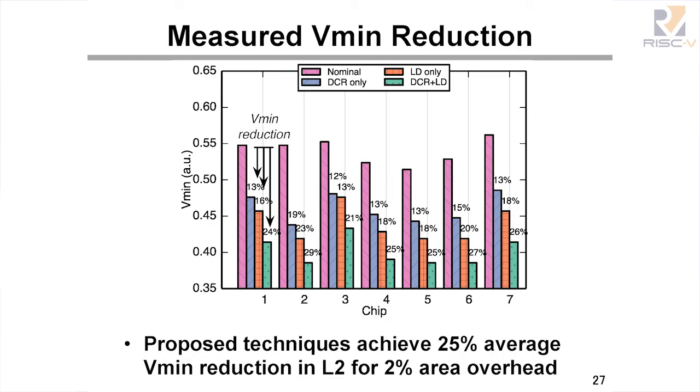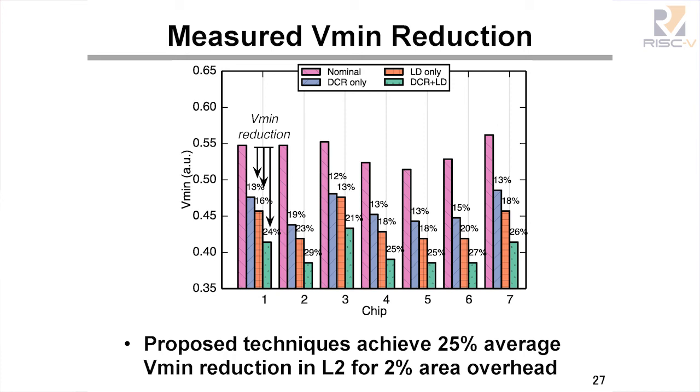And this plot shows the actual measured Vmin reduction for 7 different die. So the pink line is the nominal case, where we decreased the voltage until we saw our first SRAM bit cell fail. Next, we tried just dynamic column redundancy. And this Vmin was limited by the point at which the first double bit error appeared. Next, we turned off DCR and only used line disable, and that corresponds to the orange plot. And in this case, the minimum operating voltage is set by the point at which our cache capacity decreased by 1%. And then the proposed technique is using both DCR and line disable together.